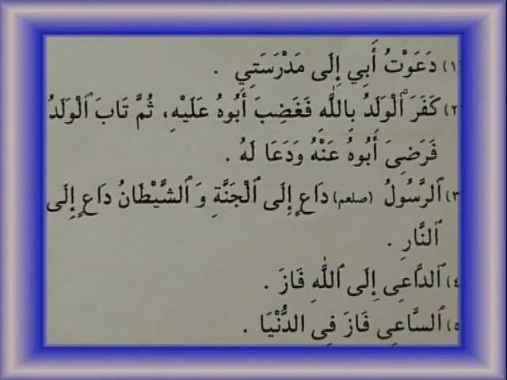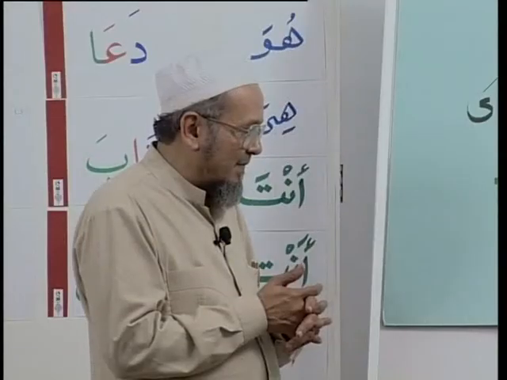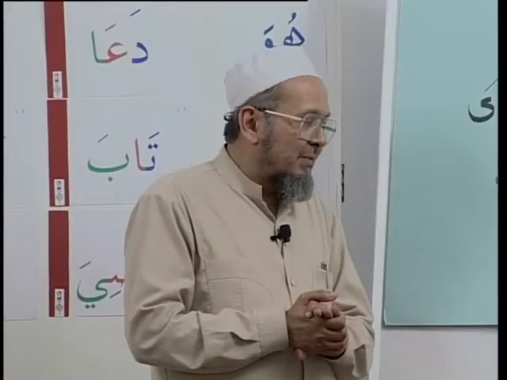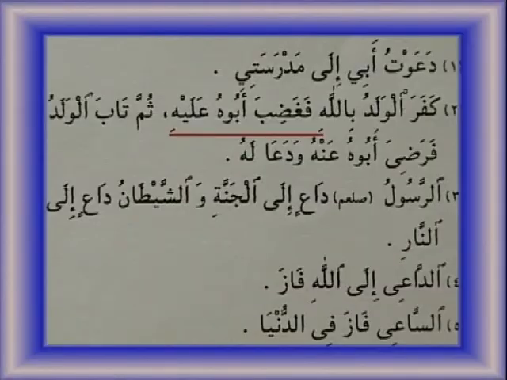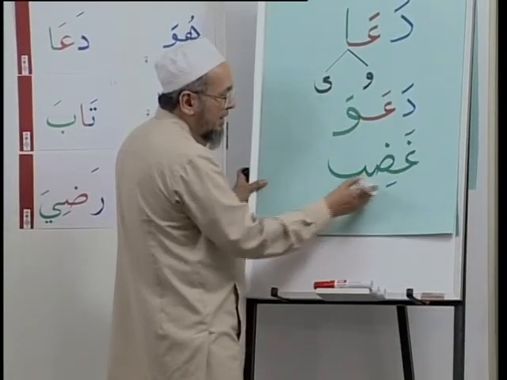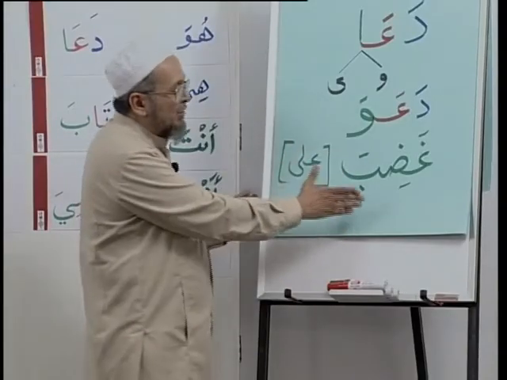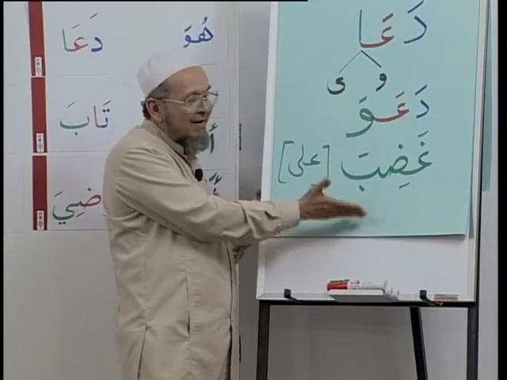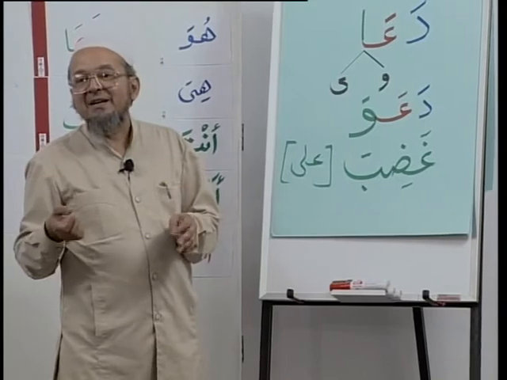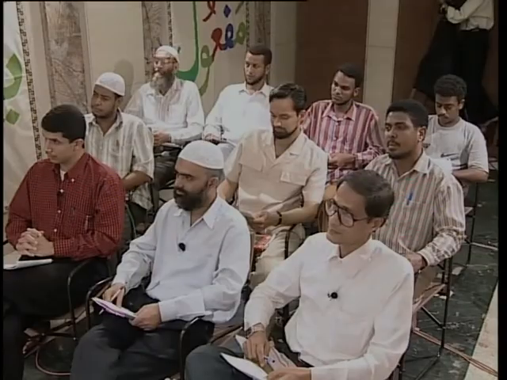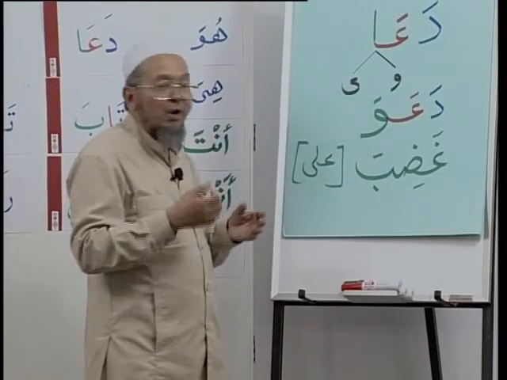كفر الولد بالله فغضب أبوه عليه ثم تاب الولد فرضي أبوه عنه ودعا له. كفر الولد بالله. The boy disbelieved in Allah. فغضب أبوه عليه. غضب على. غضب is followed by على. So غضب على means to become angry. And غضب is which kind of verb? Is this sound or sick? Sound. So no problem. غضب, غضبت, غضبت, غضبتي, غضبت. To become angry. So what was the meaning? كفر الولد بالله فغضب أبوه عليه. So his father became angry with him.